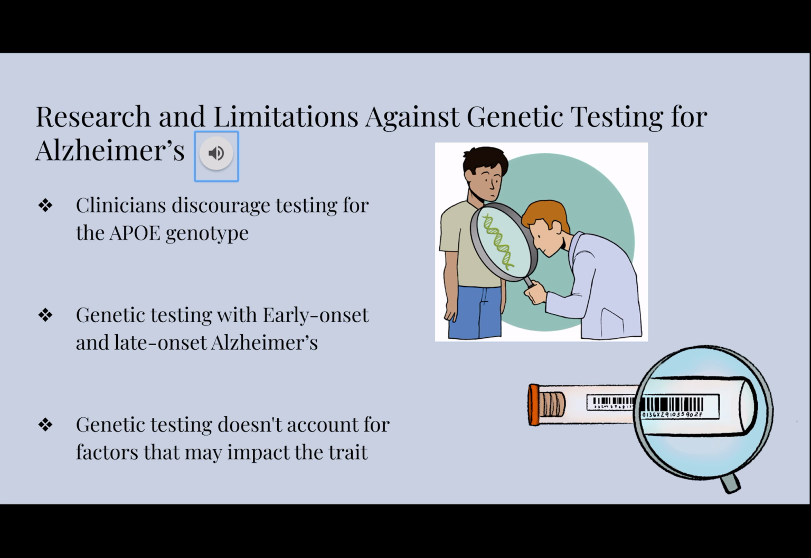During late-onset Alzheimer's, results are difficult to interpret. One major limitation of genetic testing is that it doesn't account for other factors that may impact the trait. It doesn't account for mutations from environmental factors like smoking or radiation, which can cause disorders and illnesses.